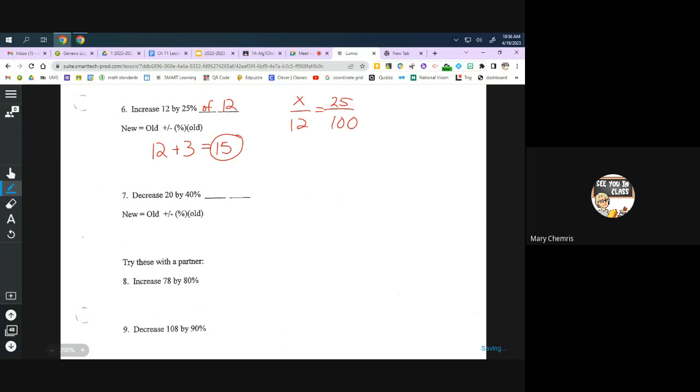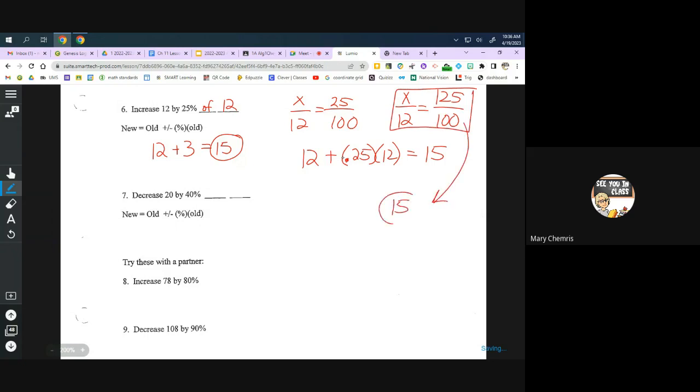Now, another way to do this is you could just say start with 12 and add 25% of 12, and that would give you 15. And another way to do it is if you're increasing by 25%, then what you're really saying is what is 125% of 12? And that's a way you can get your answer of 15 sort of in one step. So those are all different ways you can do this.